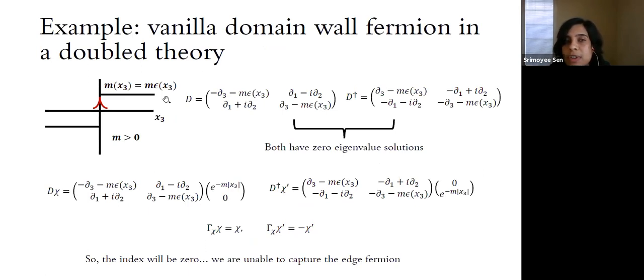Now, one question is, what happens to the zero eigenvalue eigenstates of these two operators, D and D dagger? It turns out that if you actually solve for the eigenstates of this operator, you'll see that both of them have zero eigenvalue solutions, and you can see this from these entries here. The mass M here is positive, so this entry is going to give you a normalized eigenstate for the operator D, and the other entry in the other corner, for the operator D dagger, is going to give you a corresponding eigenstate for D dagger. So with respect to this new chirality matrix gamma chi, you're going to have both positive and negative chirality solutions. So you are not able to capture the existence of the chiral edge state yet. We haven't been able to get a non-zero index yet.